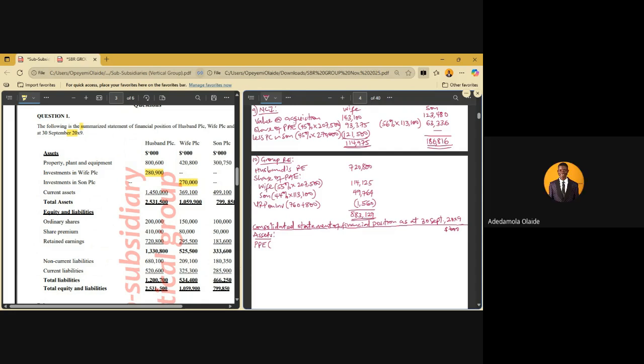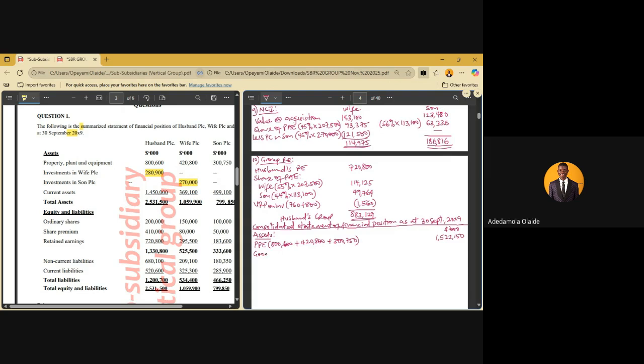So we can go ahead to consolidate husband's group. So for PPE, we will have what? 800,600 plus 420,800 plus 300,750. And that will give us how much? 1,522,150. Then the investment cannot come in again.